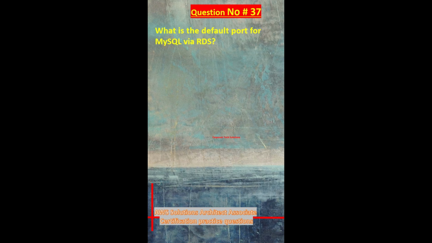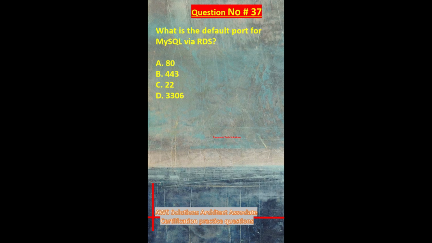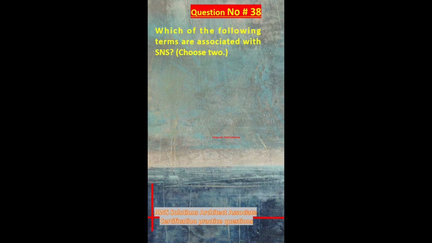What is the default port for MySQL via RDS? A. 80. B. 443. C. 22. D. 3306.